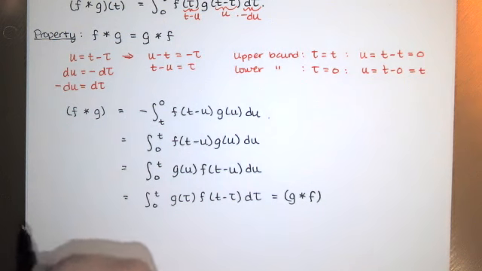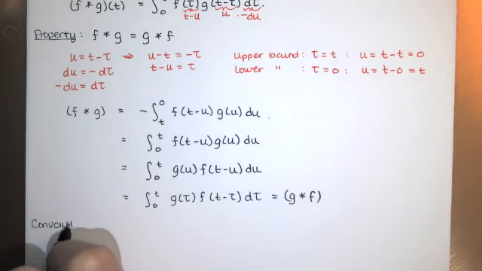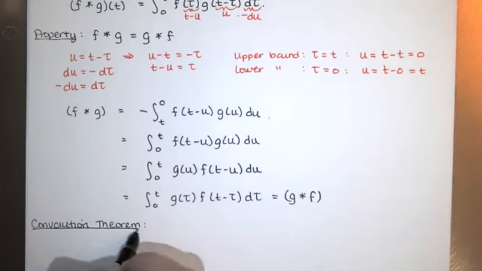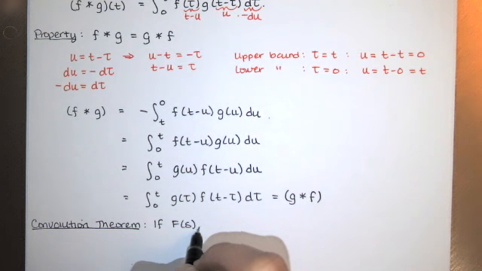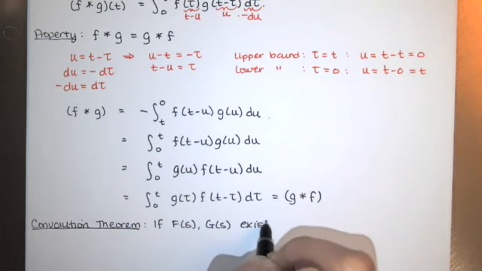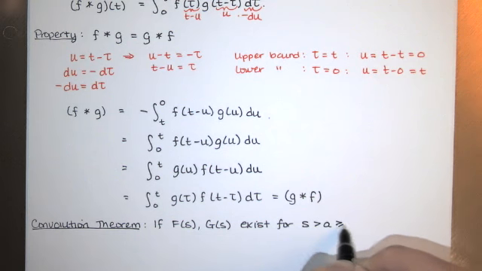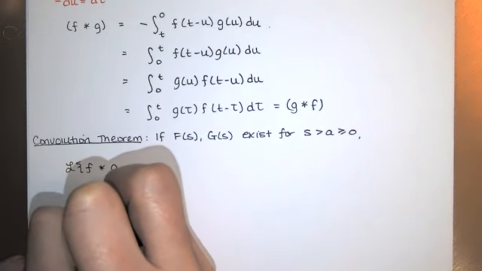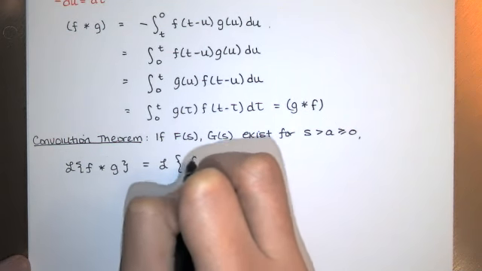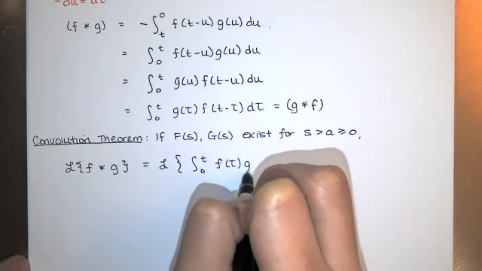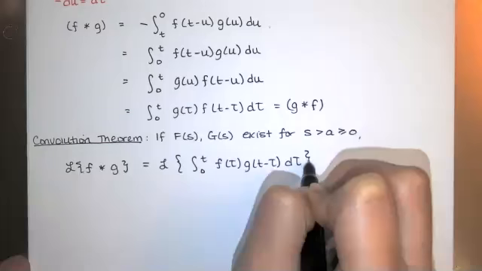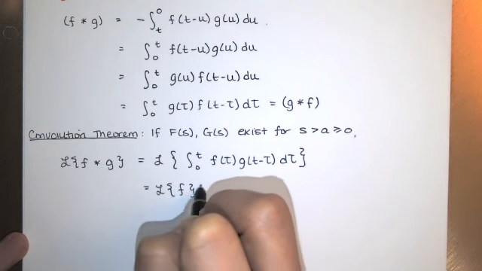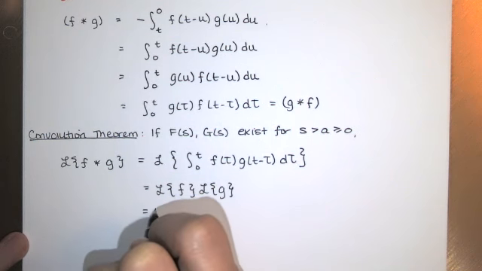And here is the convolution theorem. If the Laplace transforms of f and g exist for all s greater than a, and a has to be greater than or equal to 0, then it turns out that the Laplace transform of the convolution, which is the Laplace transform of the integral from 0 to t of f of tau times g of t minus tau d tau, is actually equal to this. It's kind of surprising.